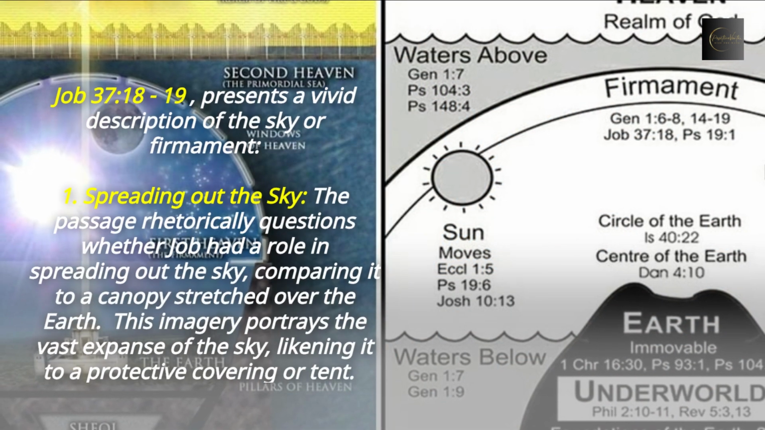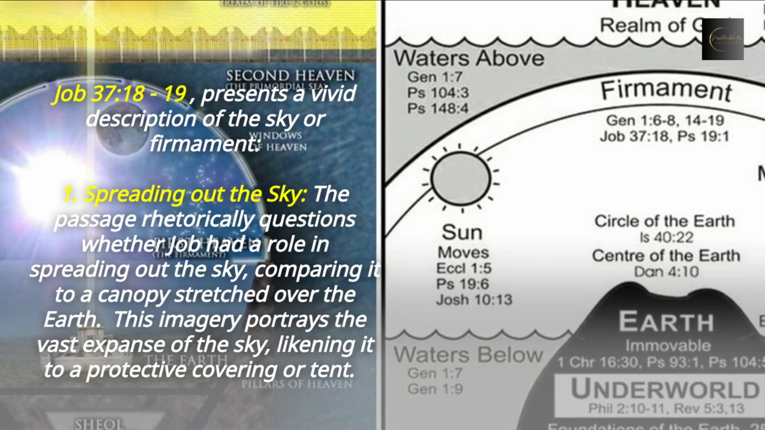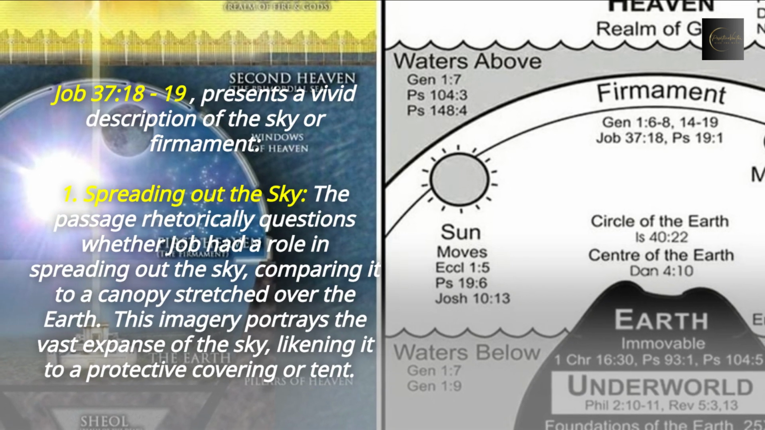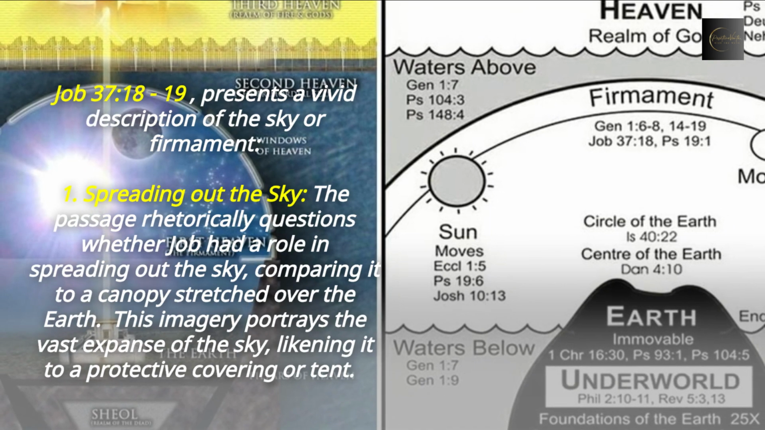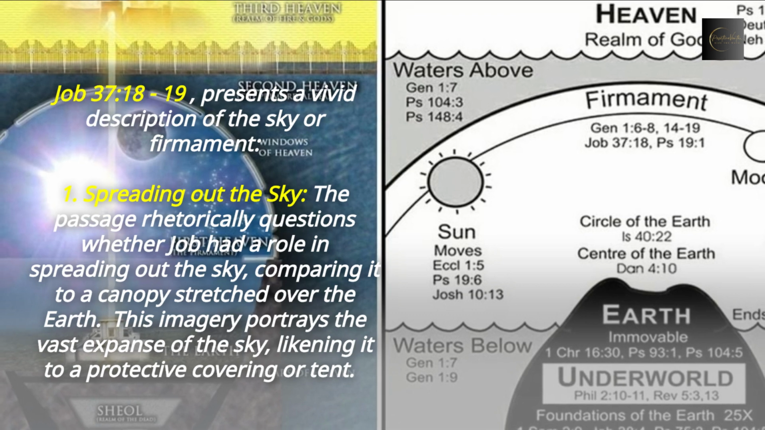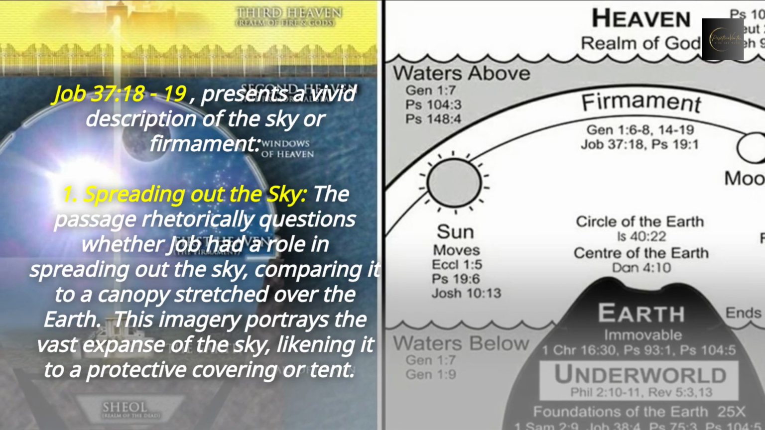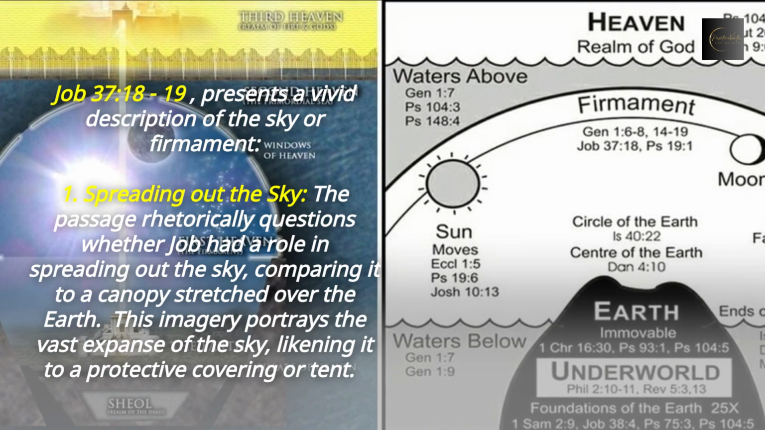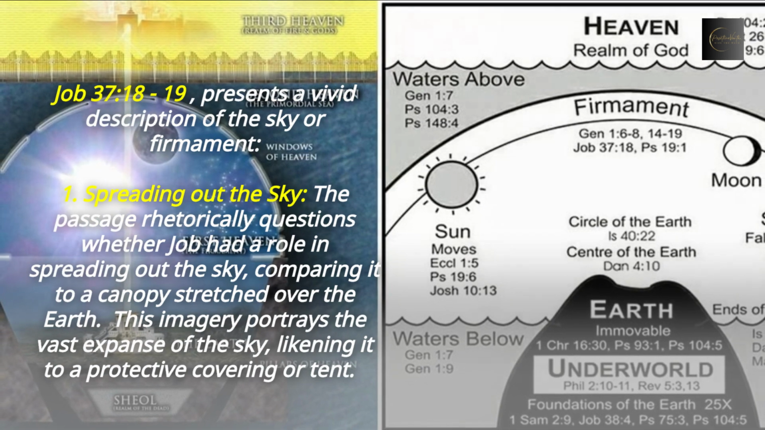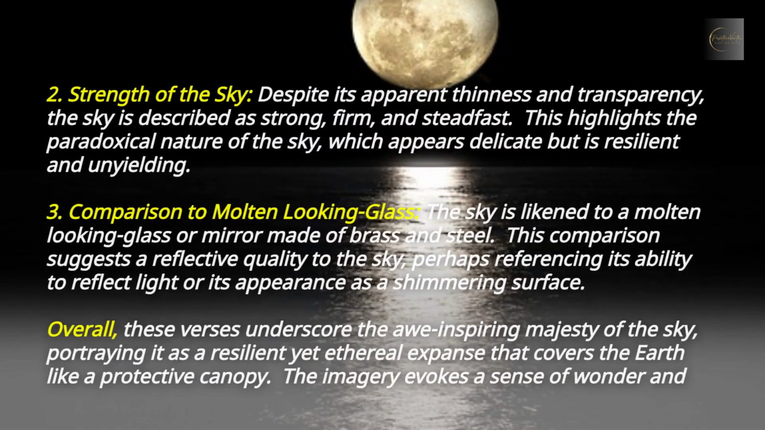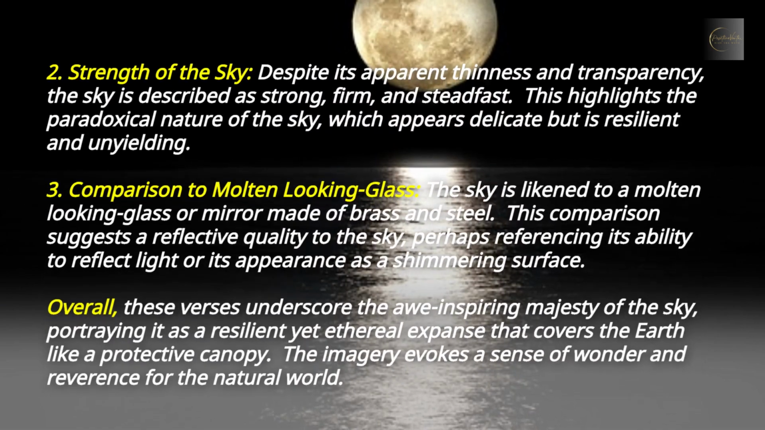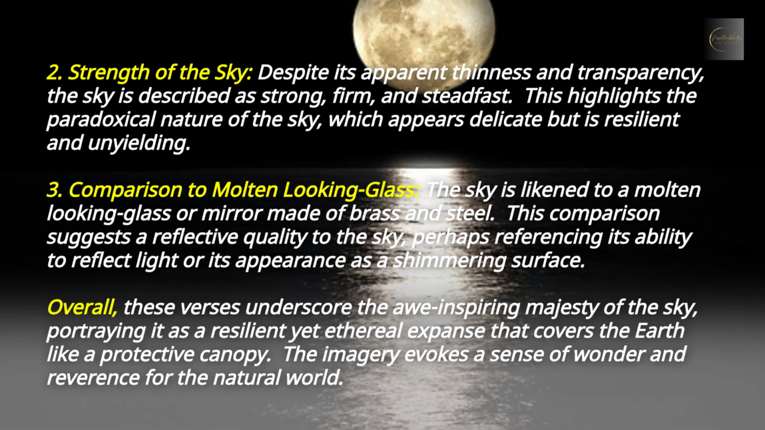Job 37 verses 18 to 19 presents a vivid description of the sky or firmament. 1. Spreading out the sky. The passage rhetorically questions whether Job had a role in spreading out the sky, comparing it to a canopy stretched over the earth. This imagery portrays the vast expanse of the sky, likening it to a protective covering or tent. 2. Strength of the sky. Despite its apparent thinness and transparency, the sky is described as strong, firm, and steadfast. This highlights the paradoxical nature of the sky, which appears delicate but is resilient and unyielding.